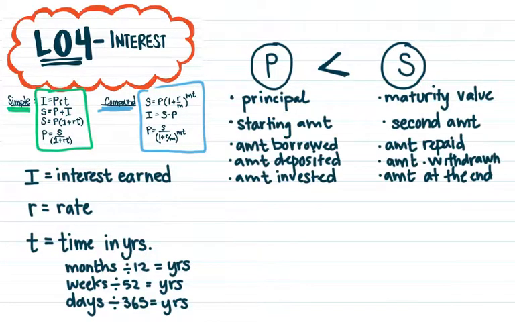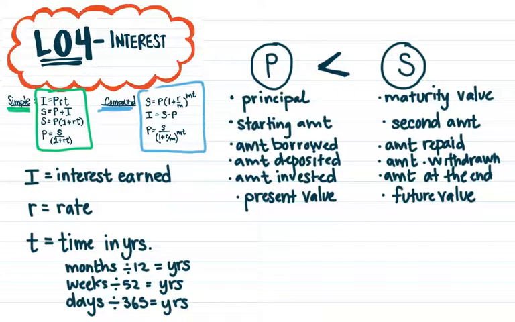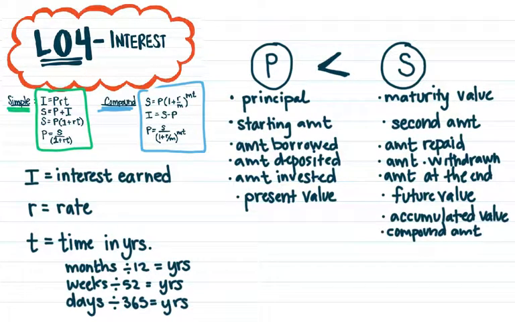So there's a lot of other words we use to describe P and S, and I will list those here. So the P is the amount borrowed or the amount deposited or the amount invested. It's the starting amount. And the S is the amount withdrawn at the end when you take it out, or the amount repaid at the end. Just remember that P is always less than S. A few more words they'll use. P is the present value and S is the future value. Sometimes they'll call the future value the accumulated value or even the compound amount when we're dealing with compound questions. So the main thing to remember is P comes first. It's what you deposit or what you borrow, and then what it grows to at the end is called S.